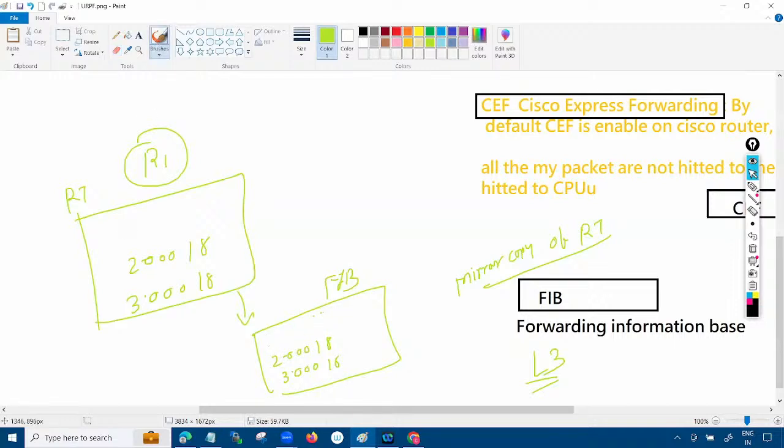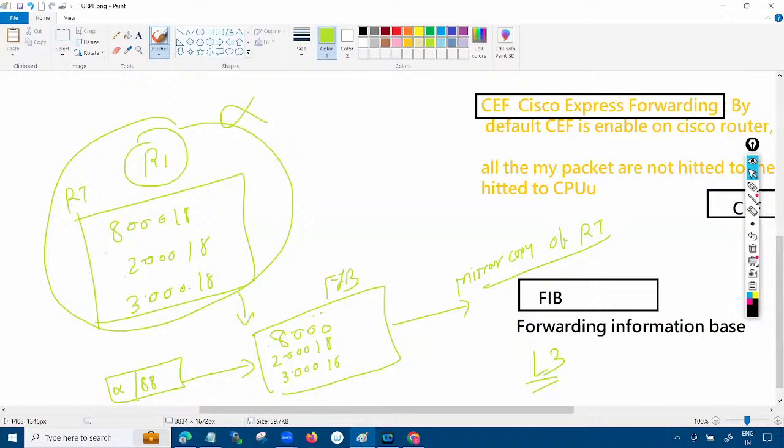If I add 8.0.0.0, the routing table will share this information with the FIB table. So whenever the router receives a packet with source x and destination 8.8.8.8, it will look up the FIB table and forward the packet. The CPU never comes into the picture. It forwards based on the FIB table. If the FIB doesn't have this information, then it will perform the lookup in the routing table and the CPU comes into the picture.